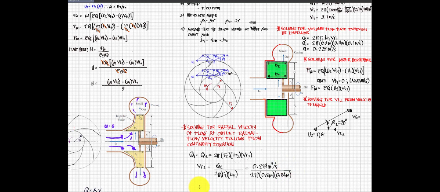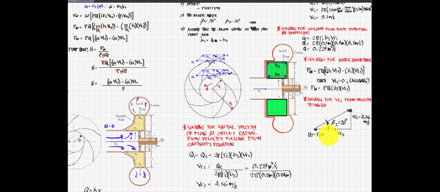So using your calculator, we are able to get the value of VR2, which is now equal to 4.56 meter per second. I can write here 4.56 meter per second. So we can compute now the value of VT2.